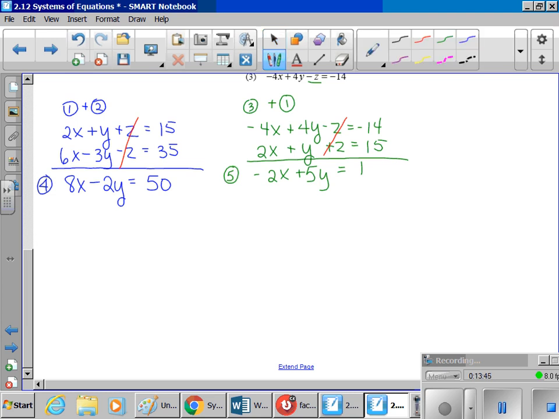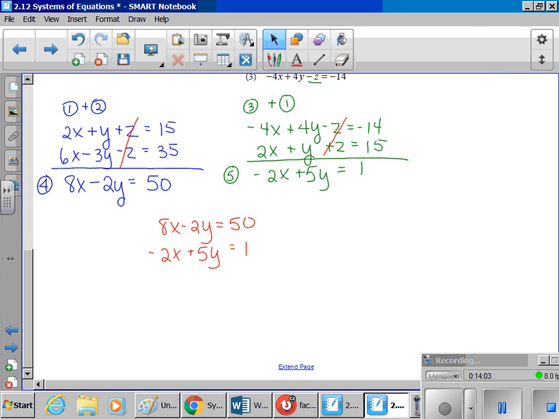So let's take our equation 4, which is 8x minus 2y equals 50, and our negative 2x plus 5y is equal to 1. Now we have to eliminate either the x or the y. And I always try to get away with just doing one multiplication if I can. In this case, I think I can, because see how the x's have different signs? I have a positive 8 and a negative 2. So if I simply multiply this through by 4, I'll get a negative 8. And that's what I want.